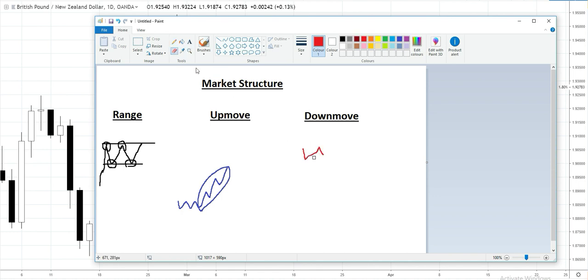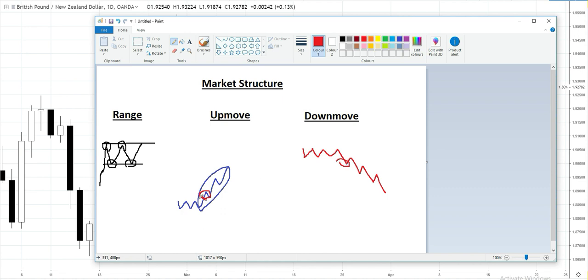And the downside is the flip side of the up move. Price ranges, goes down, lower low, lower high, lower low, lower high. This is just a very simplified way of looking at the market structure and seeing how price moves, whether it creates the first up move or the first down move.